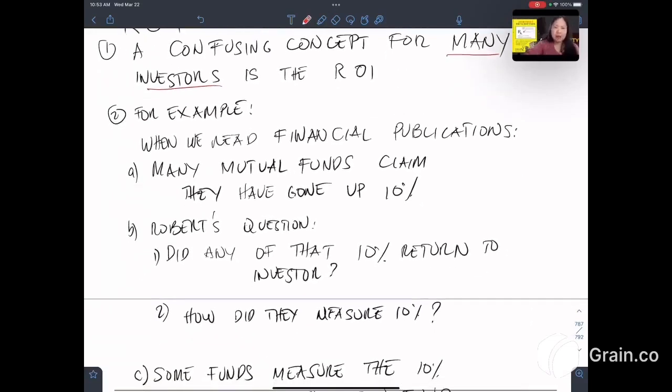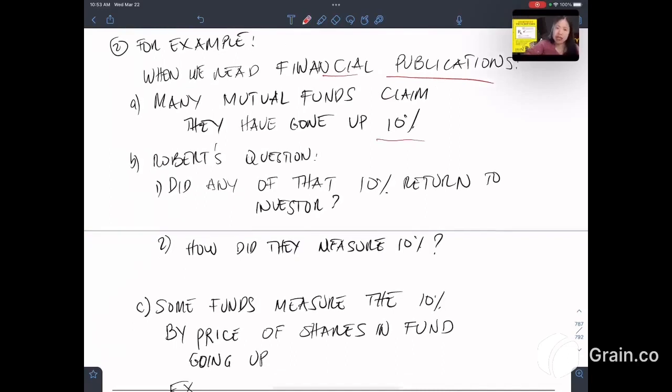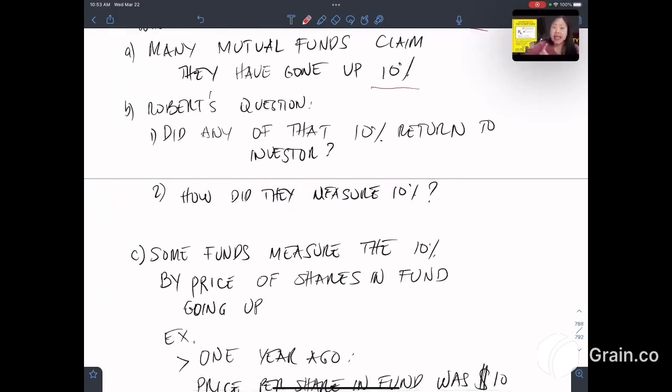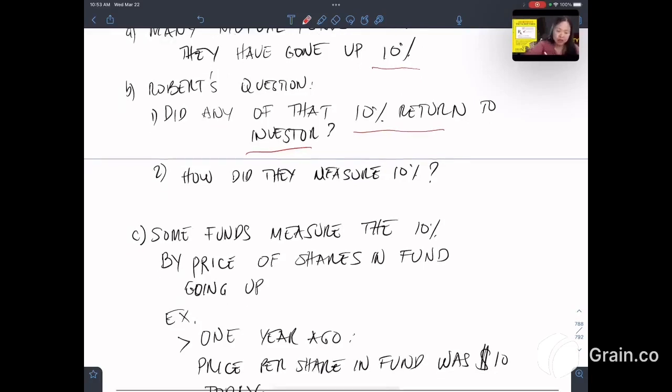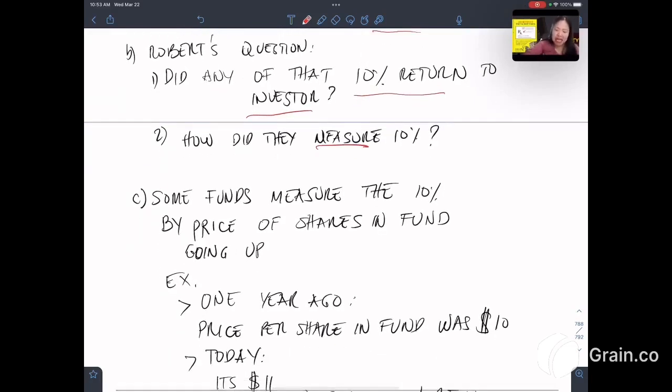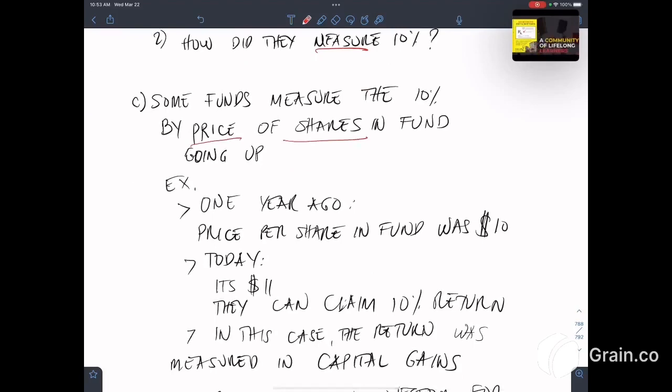For example, when we read financial publications, many mutual funds claim they have gone up 10%. Now, Robert's question that we should also ask ourselves is, did any of that 10% return to investors? And how did they measure that 10%? Robert says some funds measure the 10% by the price of the shares in the fund that's going up.